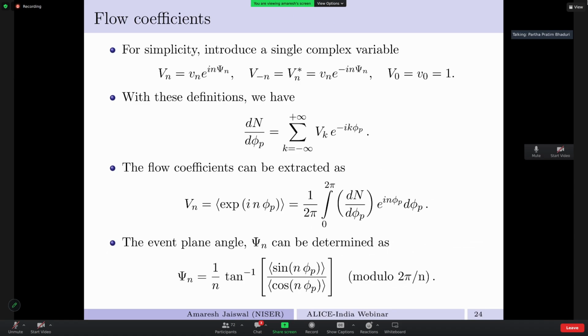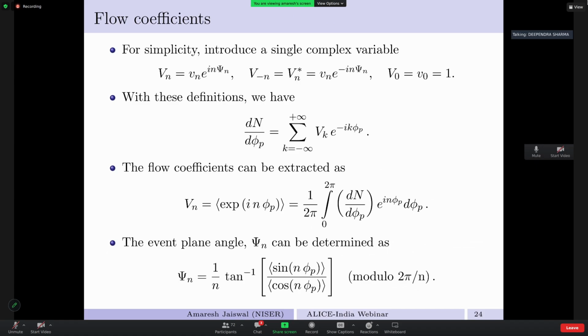So the reference frame to measure this phi does not change in each event, right? It is fixed for each event. The reference frame is taken care of by the event plane angle. Every event is different.